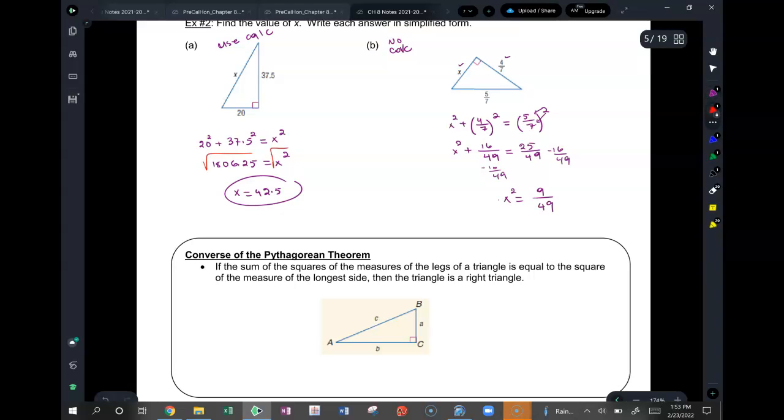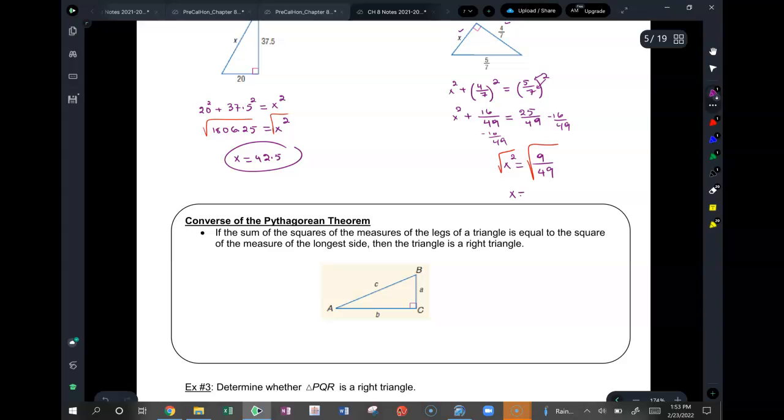Now, when I take a square root, just like when I square top and bottom, when I take a square root, I also take a square root of the top and the bottom. So 3 over 7. In the background, when you take a square root of a fraction, it's really root 9 over root 49. So you can do it separately. Okay? Okay.